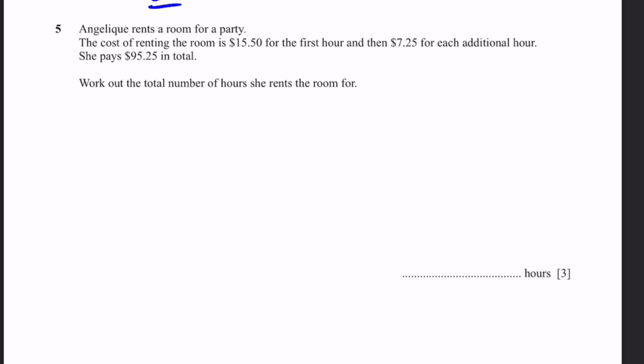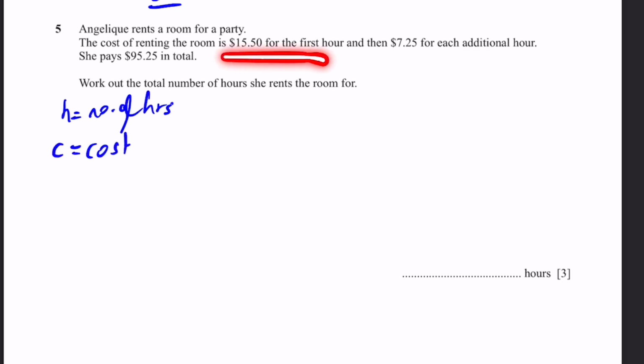Question 5. Angelique rents a room for a party. The cost of renting the room is $15.50 for the first hour, and then $7.25 for each additional hour. She pays $95.25 in total. Work out the total number of hours she rents the room for. So first, let's make a formula for this. So let's say H is equal to the number of hours, and then C is equal to total cost.